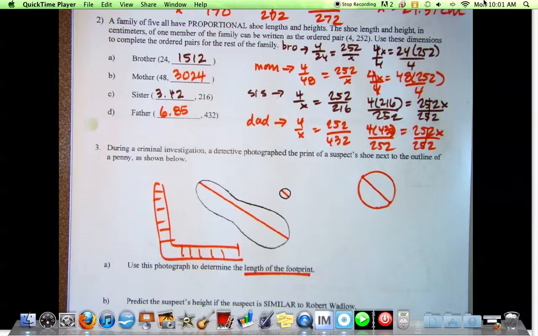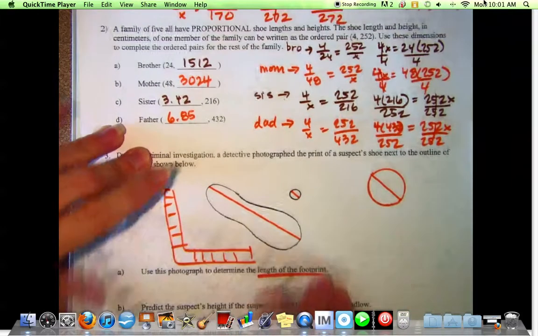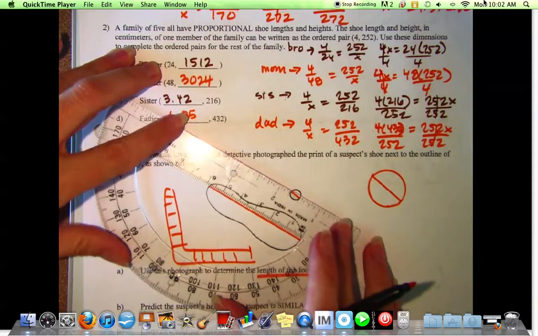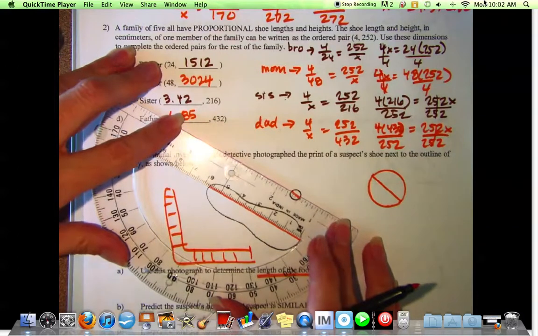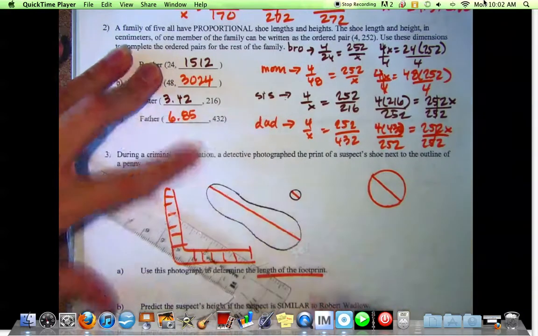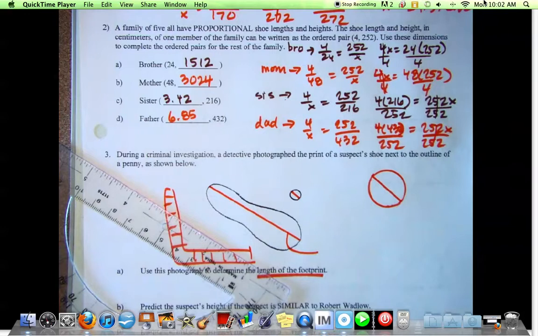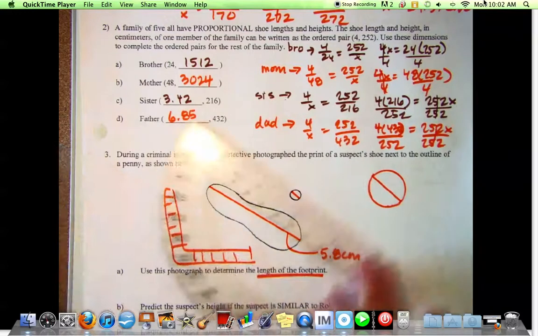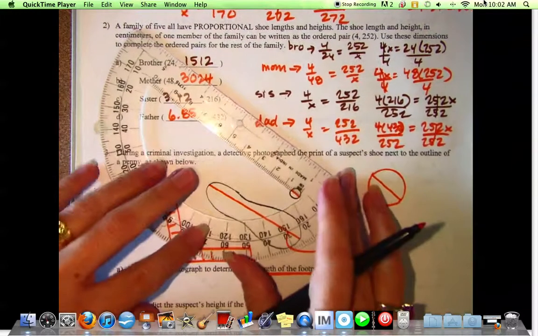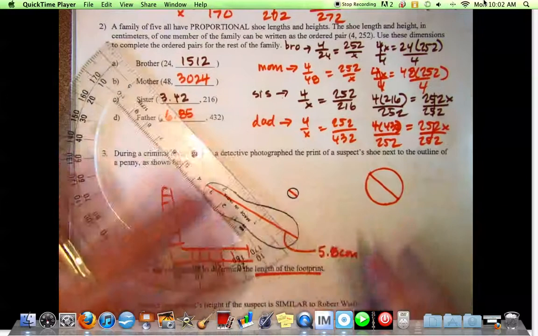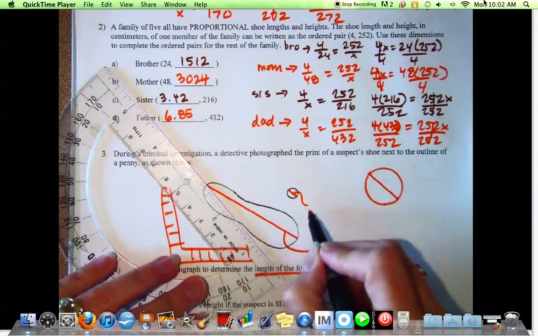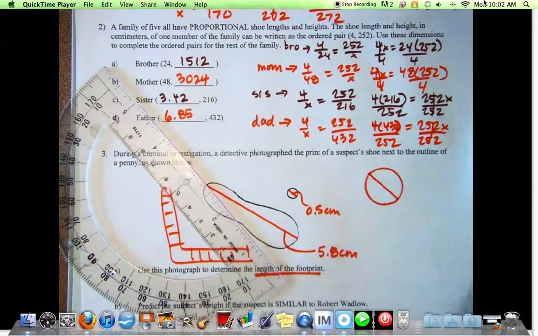All right, so measure. You've got lots of different things to measure. So you have the footprint, which is, so I'm drawing the line to indicate where I'm measuring. So the footprint is 5.8 centimeters in the picture. And the penny has a diameter of 0.5 centimeters.